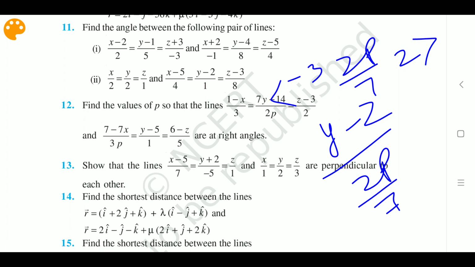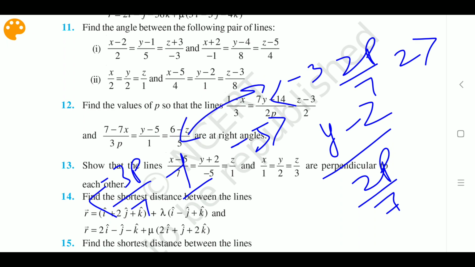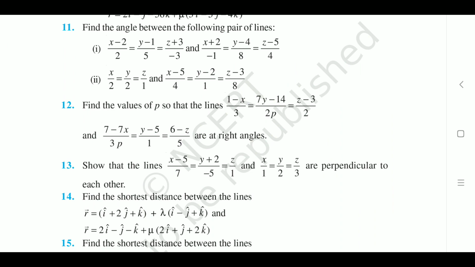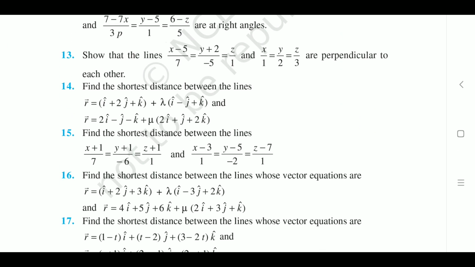And for the other line, this is minus 3p by 7, this is 1, and this is minus 5. So these two are the direction ratios. Just calculate the dot product: multiply this with this, this with this, and minus 5 with 2, and add them. And when you do, put the sum of these three multiplications equal to 0, and get your answer.